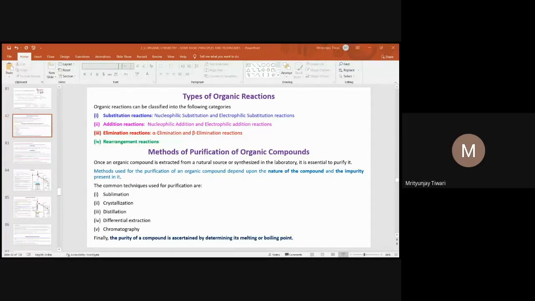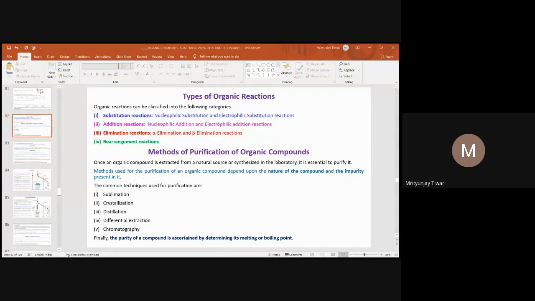And once the organic compound is purified, we determine it by checking the melting and boiling points of the organic compounds. We also match these melting and boiling points with the already reported melting and boiling points of the pure compound in the literature. Usually for pure compounds, the melting and boiling points are very sharp. So at a very sharp point, the entire crystal of the compound will either melt or evaporate.